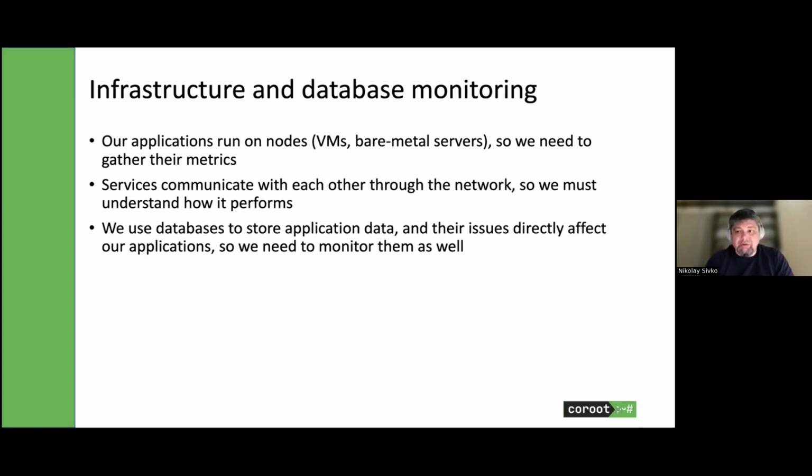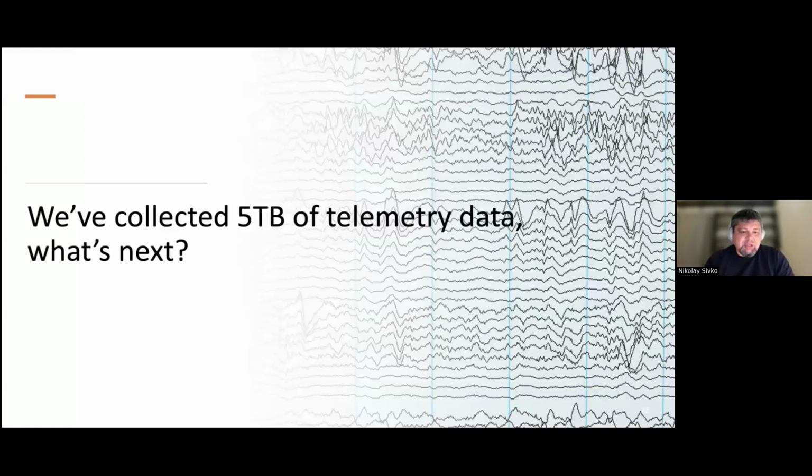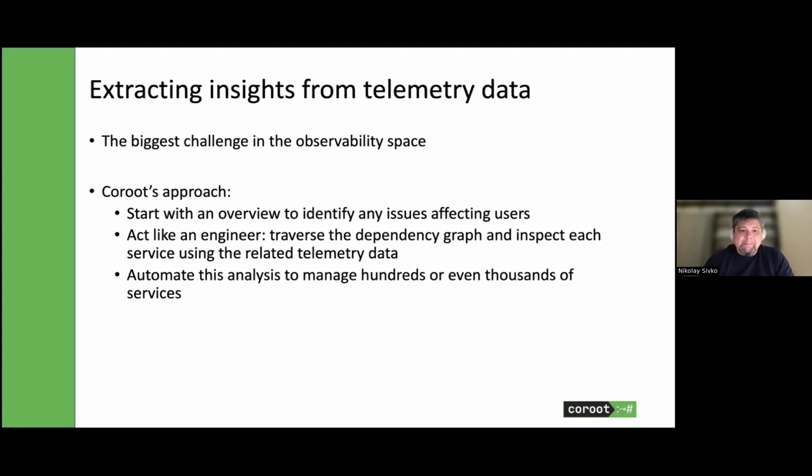So we need to monitor everything around our applications, and that can be a pretty big task to cover all our infrastructure with monitoring. But let's assume we somehow gathered all this telemetry data. What's next? From my perspective, it's the biggest challenge in this space, because we have a lot of tools that can help us gather telemetry data. We have a lot of databases for storing telemetry data. We even have many UIs for working with our telemetry data, such as Grafana, Datadog, and so on.